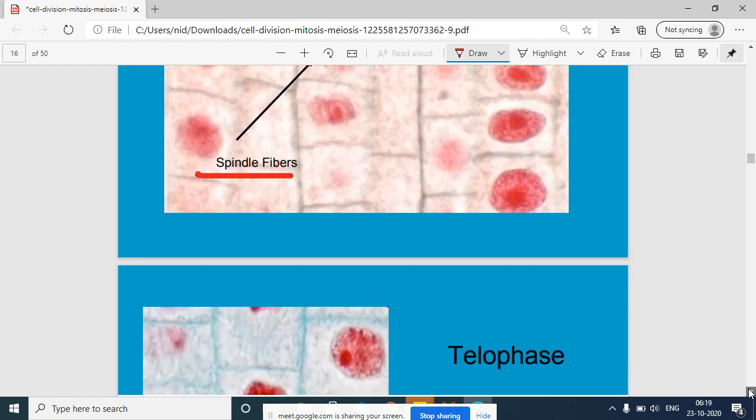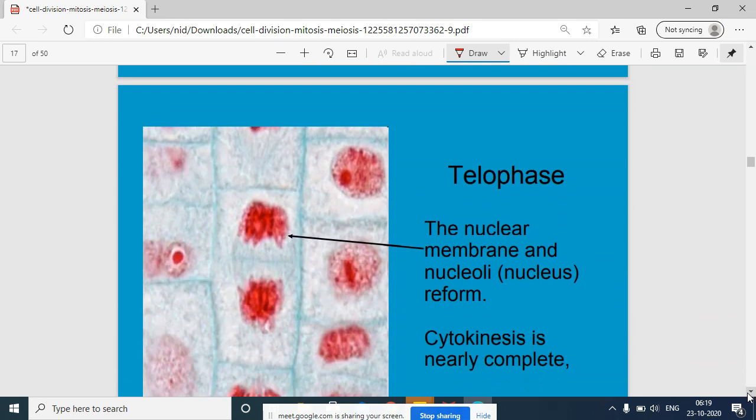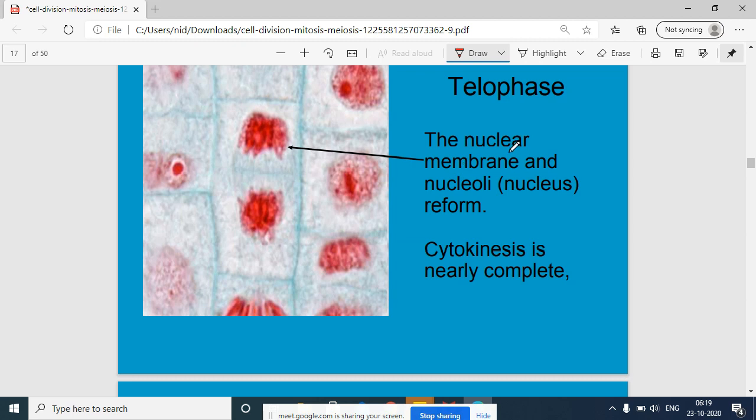Next is telophase. In telophase, what happens? The nuclear membrane and the nucleoli, which is the nucleus, reform. They start to reform. Then cytokinesis is nearly complete. The cell division is on the verge of completion. Clear? If you want to write, you can write these points in your copy.